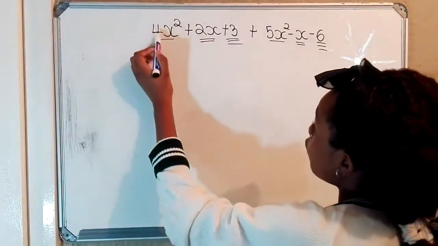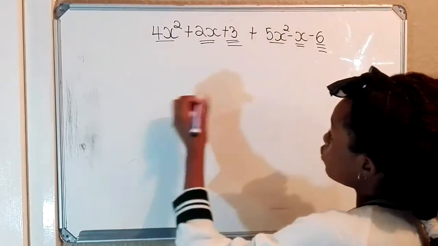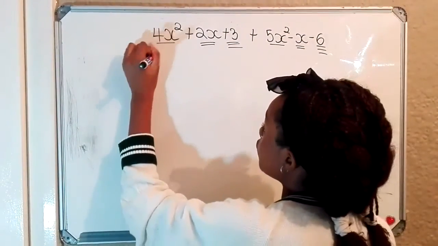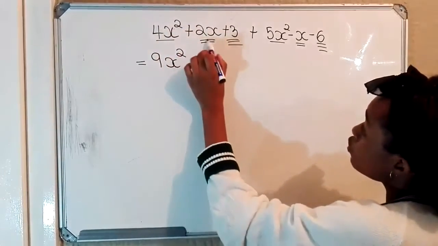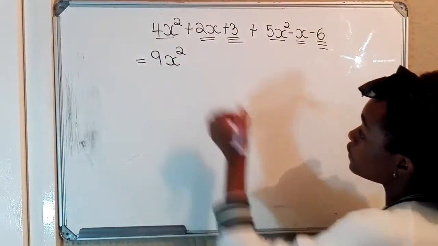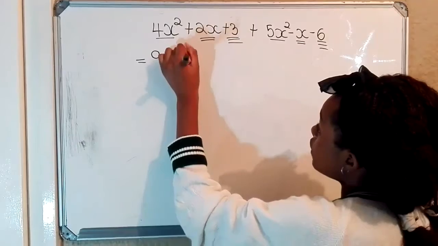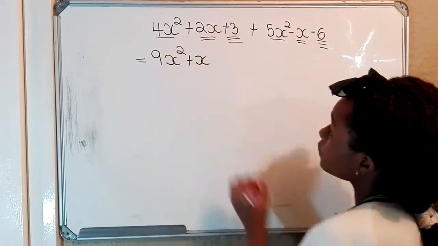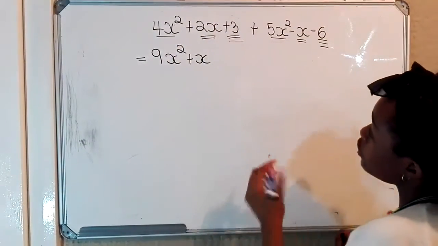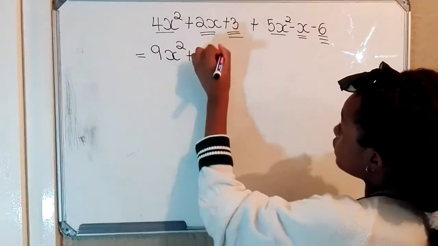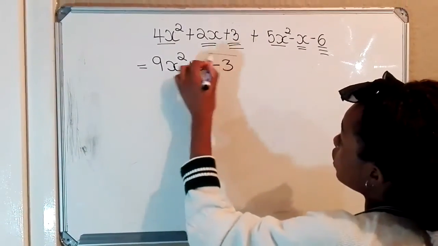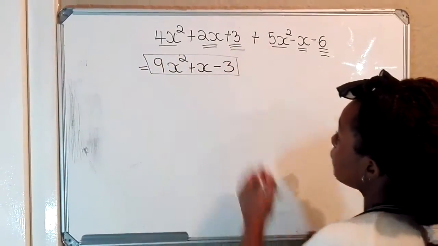So we have 4x squared plus 5x squared, which is going to give you an answer of 9x squared. We have 2x minus x, which gives you an answer of plus x, okay? Because 2 minus 1. Then we have 3 minus 6, which gives you an answer of negative 3. So this is our final answer, okay?